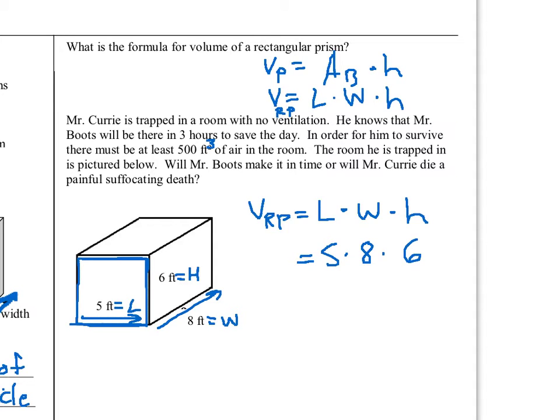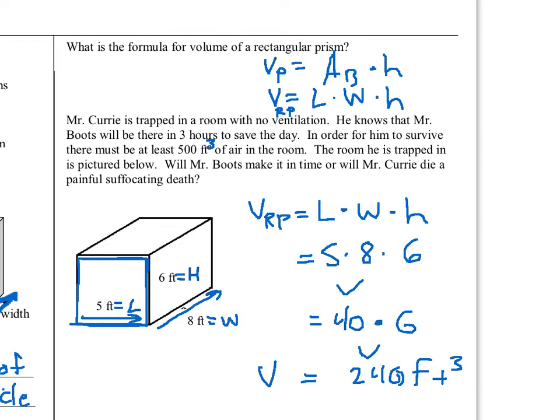So I'm going to quickly multiply. 5 times 8 is 40. Times 6, that's another one I can quickly do. That's 240. The volume is equal to 240 feet cubed. Remember, we're talking about volume here. Three dimensions, which means we're talking about cubes. How many cubes can I toss into that room? 240 foot-sized cubes of air we can toss into that room.